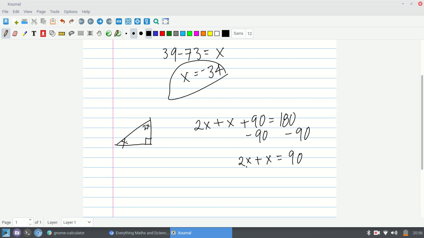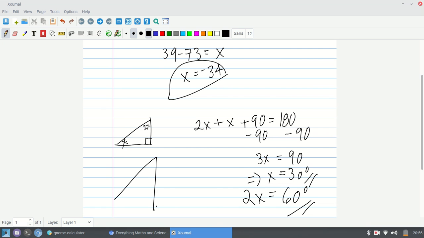What's 2x plus x? 3x. So 3x equals 90. That means that x equals 30. So what's the other angle? Well, the other angle is twice as big. So 2x equals 60. So my two angles are 30 and 60. And that's it. It's a 30, 60, 90 triangle.